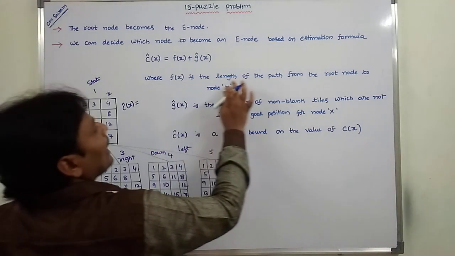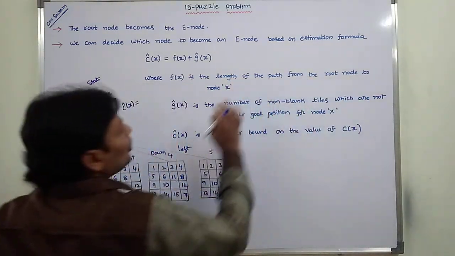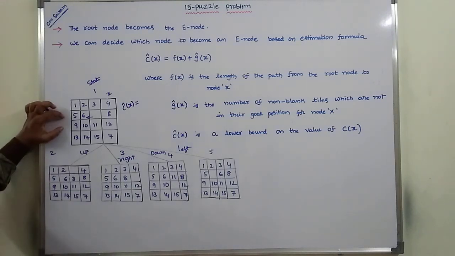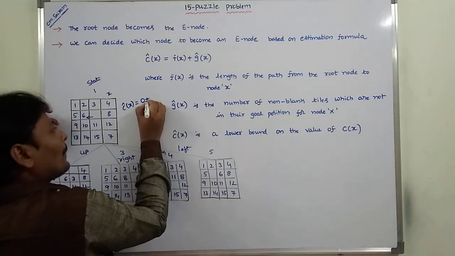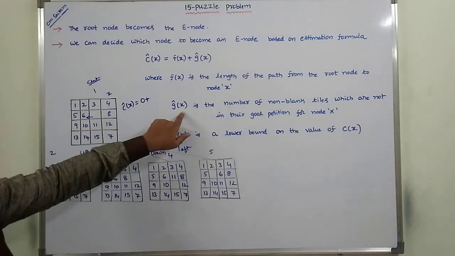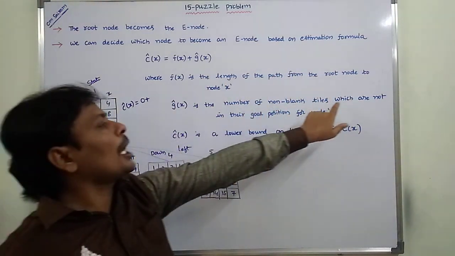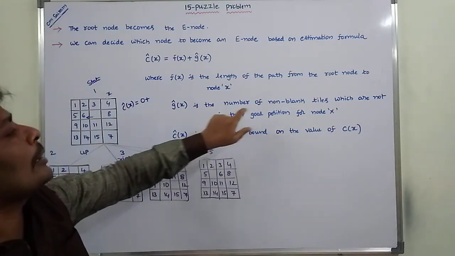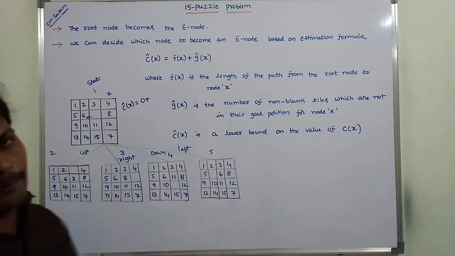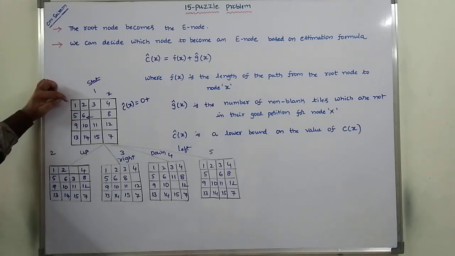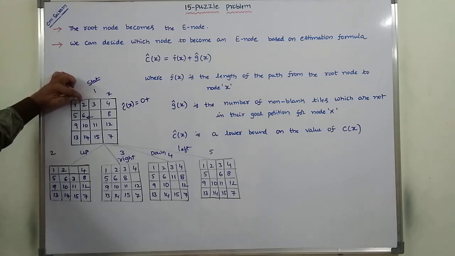F of X means the length of the path from the root node to node X. So node X is the root node. So the length of the path from root node to root node is 0. Plus G of X is the number of non-blank tiles which are not in their goal position for node X. Okay, that means, tile 1, is it in the correct position when we compare to the goal position? Yes. Tile 2, yes, it is in correct position. Tile 3, it is in correct position.